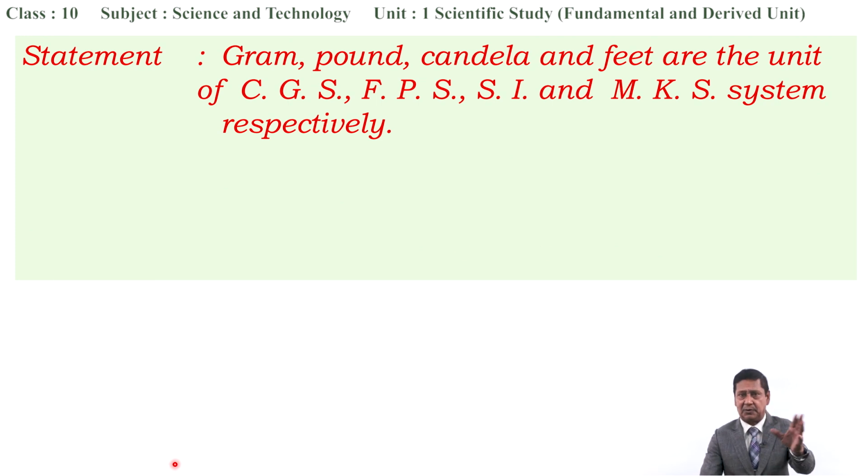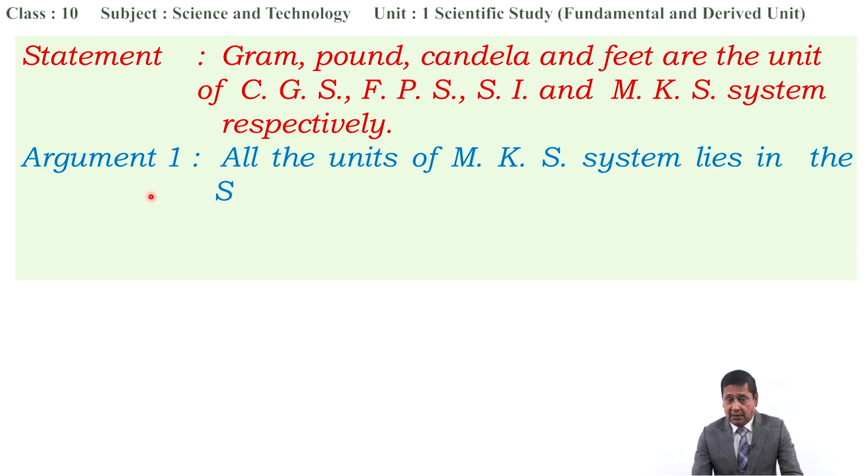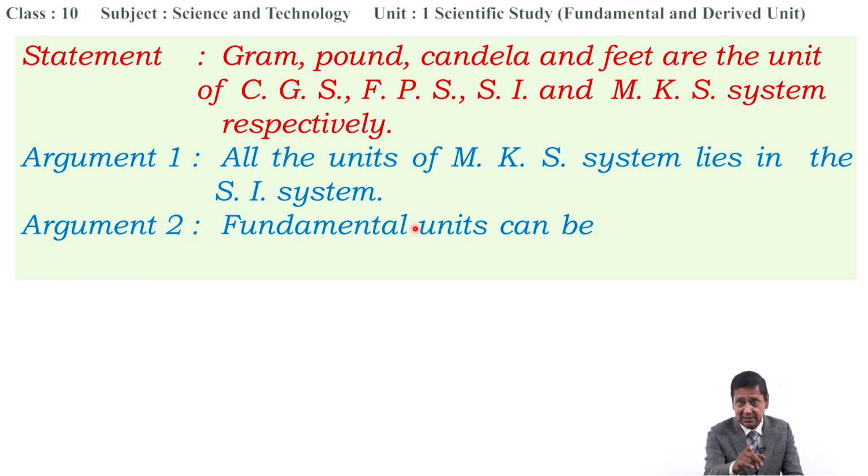This is a little different type of question. I made a statement. Look at the statement. Gram, pound, candela and feet are the unit of CGS, FPS, SI and MKS system respectively. You have to evaluate whether this statement is correct or not. Just think about this. In this statement, one argument is added: all the units of MKS system lie in the SI system. Is it? Yes or no? Just evaluate this with the help of previous discussion.